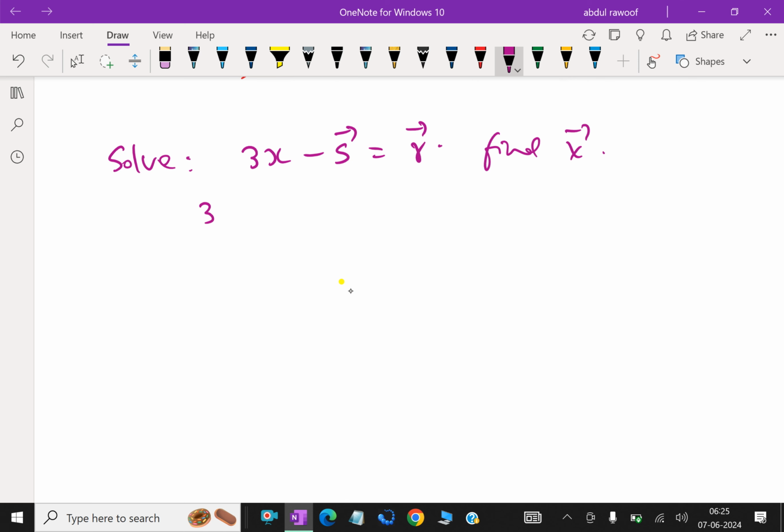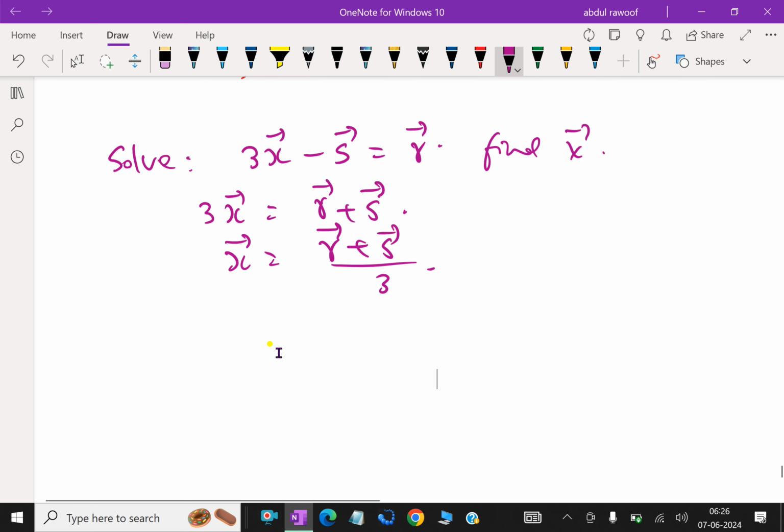Here, first, 3x vector is equal to r vector plus s vector. Then x vector is r vector plus s vector, divided by 3. This is like simple algebra.